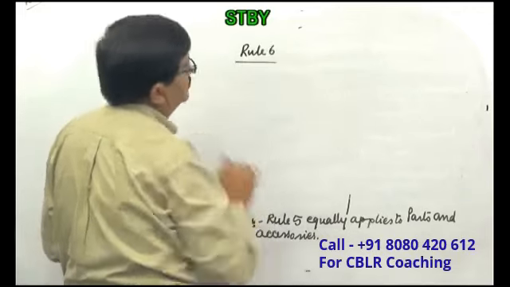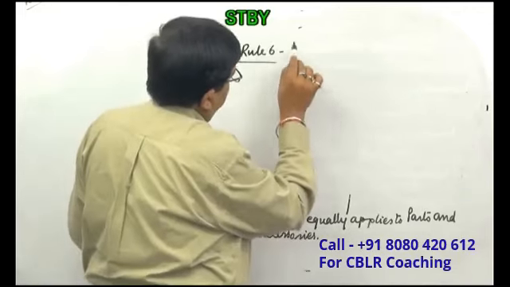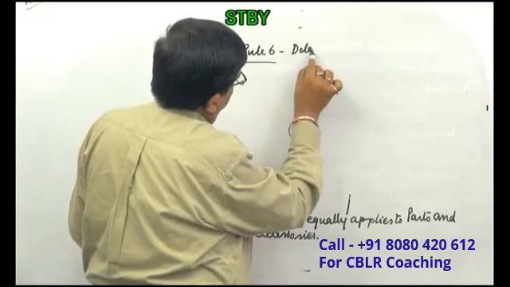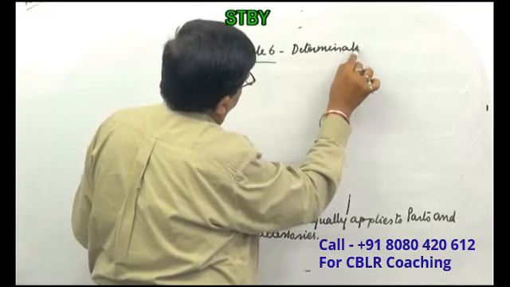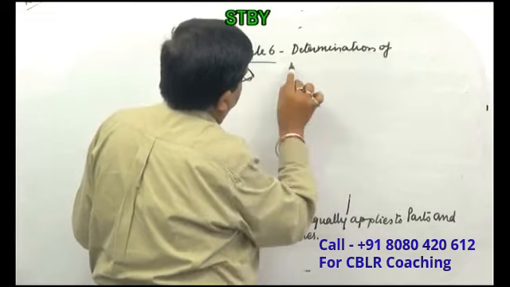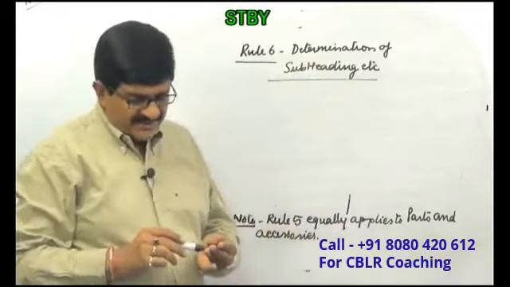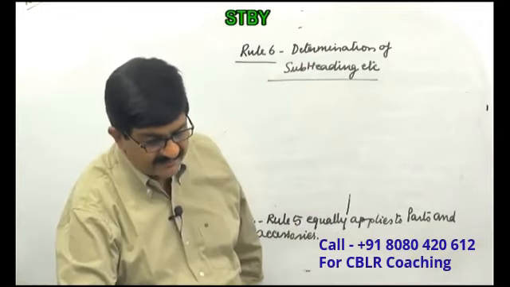Last rule. Rule number 6 is talking about determination of subheading, etc. Etc. means subheading or sub-subheading, how those will be classified. So again, taking you to rule number 6. So here we have rule number 6.